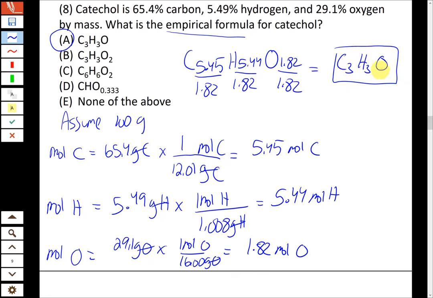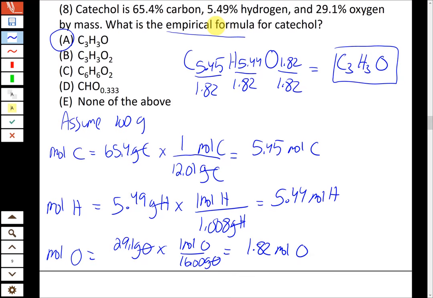You would need the molar mass of the compound as well, comparing it to the empirical mass to figure out what factor you multiply this by to go from empirical to molecular formula. But here we just stop at empirical formula. That's all we can get with this information, and choice A is the correct one.